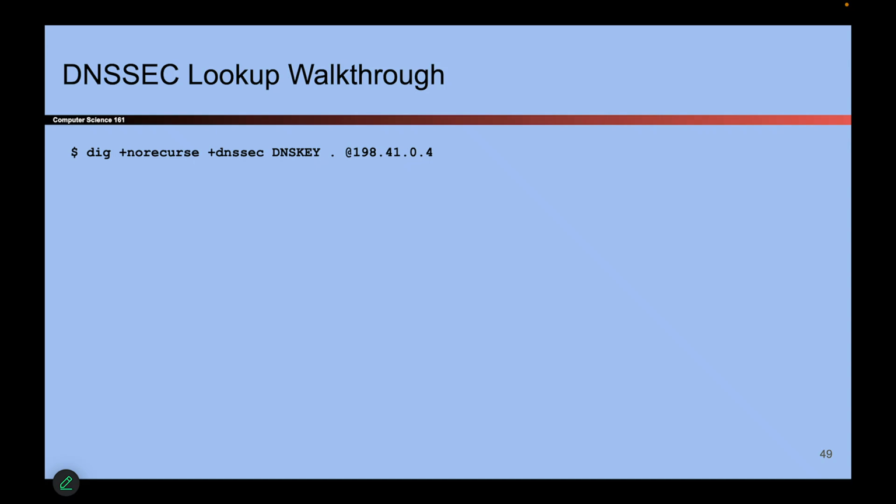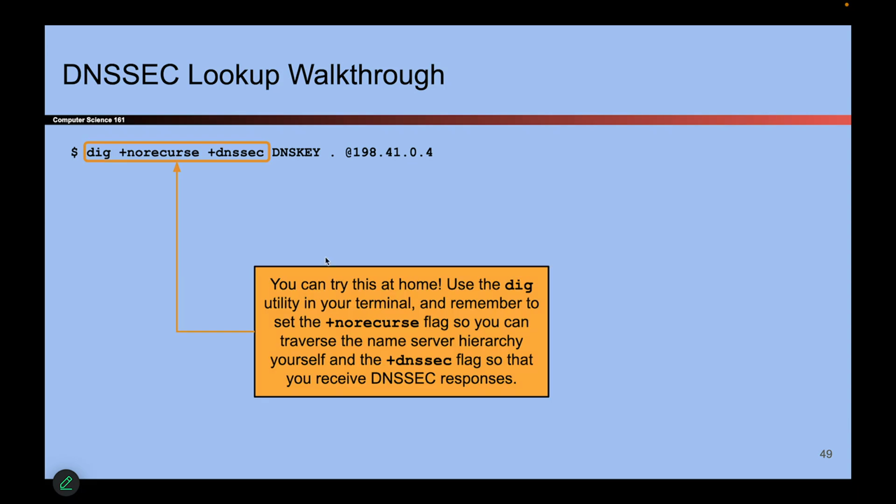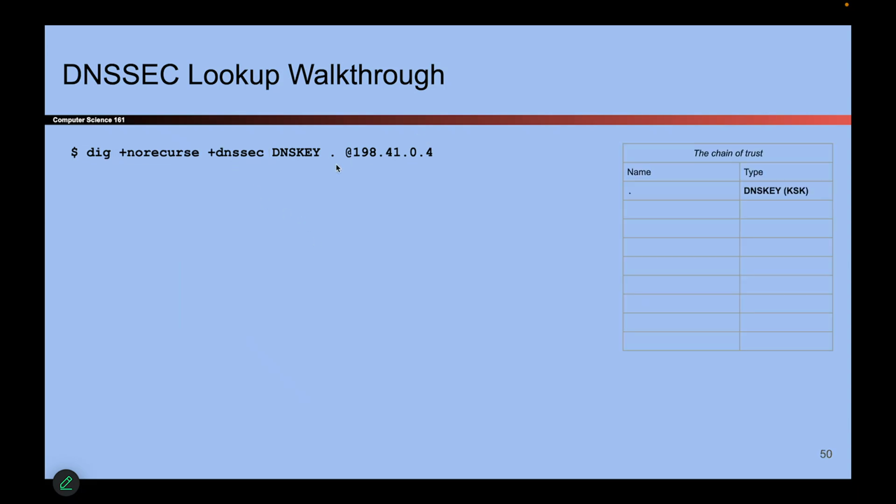But just for the curious, let's see what the full lookup walkthrough looks like with key signing keys and zone signing keys. So again, we're using the same old dig utility. We're turning on DNSSEC, and we want to start with the root. And whenever we ask for any DNS query, we start by asking the root name server. That's the hard-coded IP address of the root name server.